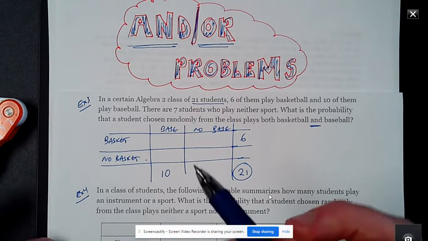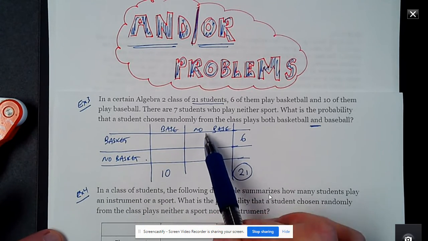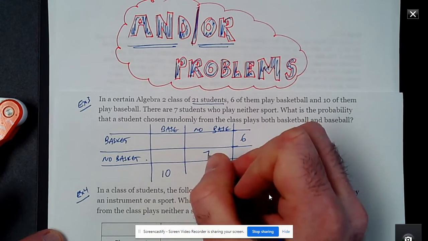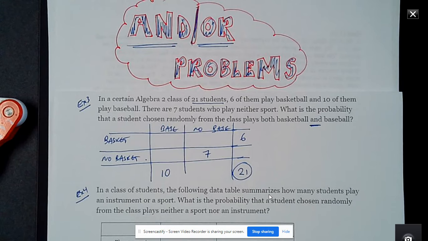Now, I do have one other piece of information. I know that 7 students play neither sport. So that means there's no basketball and no baseball. So that would be this one here. So this is like an and. There's no baseball and there's no basketball.